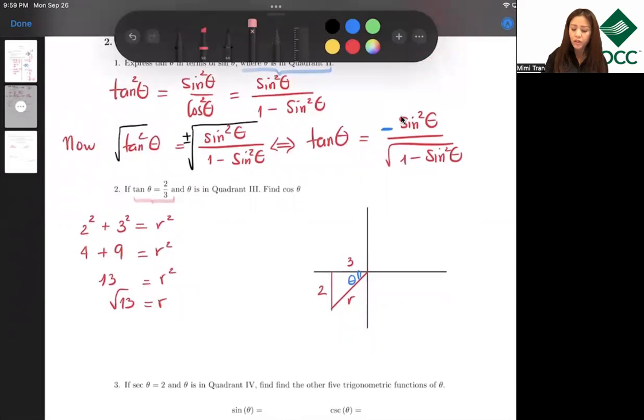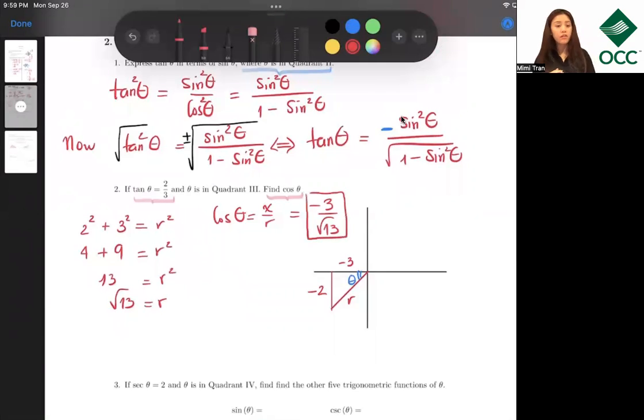We want cosine of theta. Remember, we want cosine of theta. So we know that cosine of theta equals x over r. Well, x is, I'm sorry, negative 3, negative 2. I'm so sorry. X is negative 3, and r is, we just solved for it, root 13, and we're done. If you want to rationalize it, you can, but it's not an algebra class, so I'm going to box my answer there.